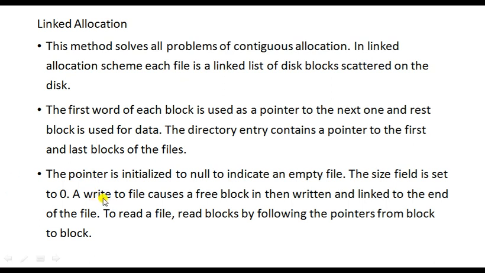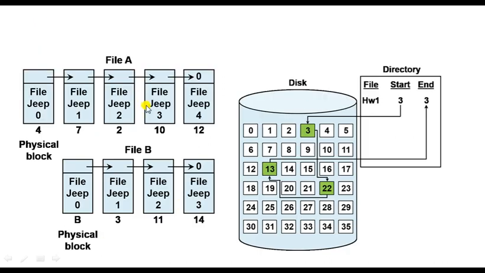Write means a write operation to the file causes a free block to be found and linked to the end of the file. If you want to write something, you generate one block and point to that block from the last block of the previous. Suppose you want to write something on file A, you generate one block. That block is pointed to by the last block, here 12. There you write something and set the null pointer to that block. Same linked list representation, and you are appending the content to the file.